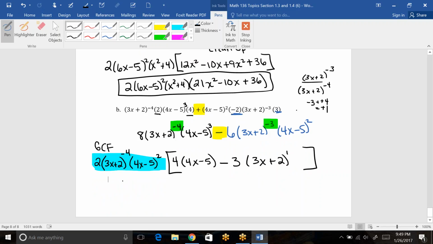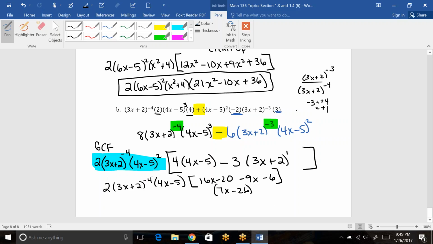So we need to distribute all of that, and then we'll have to talk about this negative exponent that we have out front. So this would be 16x minus 20 minus 9x minus 6. And I'm going to go ahead and simplify this right here. This would be 7x minus 26, so that's that parentheses.